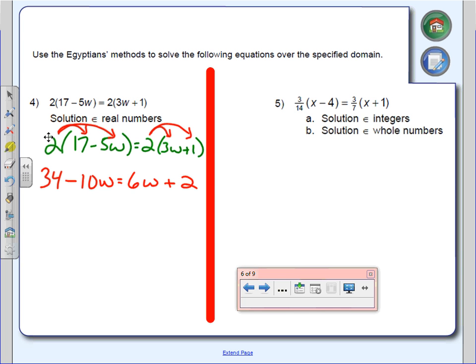Now you'll notice here I've got a w on the left and I also have a w on the right. I want them all on the same side. Usually we move the w's to the left. So I'm going to do that next. I'm going to take these 6w's and I'm going to subtract them. I'm moving them to the left. So that 34 is still there. A negative 10w minus 6w is going to be a negative 16w. Of course, these w's are gone. All I have is a 2 on this side.